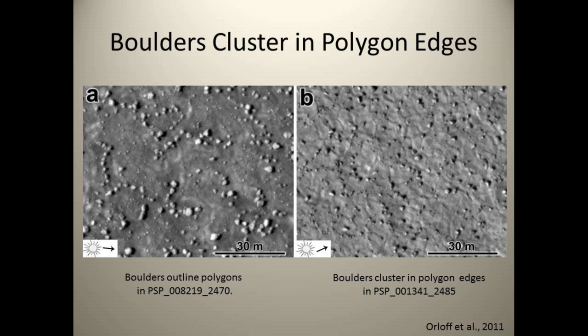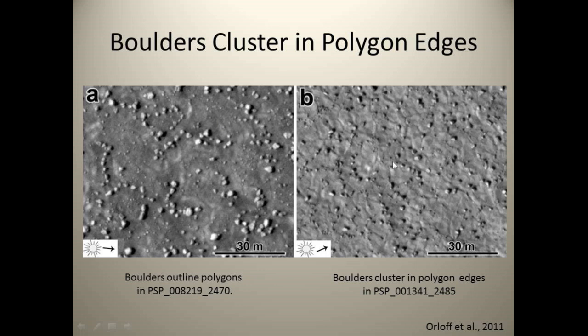So how do the boulders cluster? They cluster in two different ways primarily. First, they can cluster in polygon edges. And here are two examples of boulders clustering in polygon edges. Here, the boulders line up to outline different shapes.